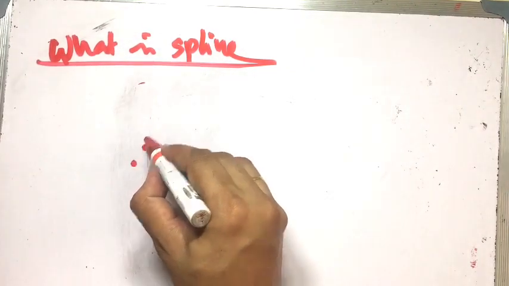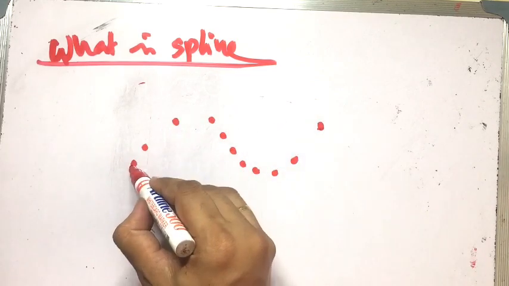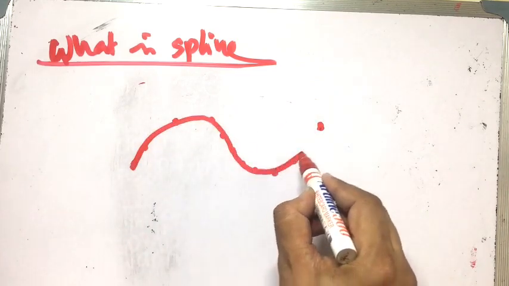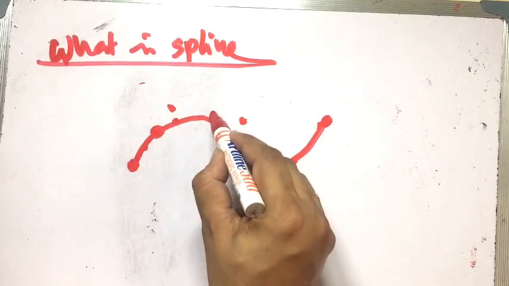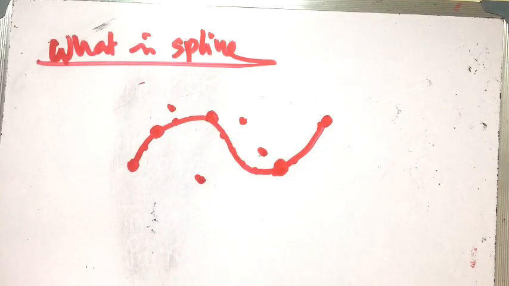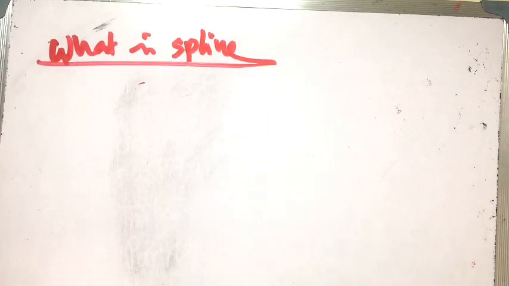Suppose these are the points. We have to draw the curve, and it connects two or more specific points. This is the spline curve, and the points that are connected are known as control points.